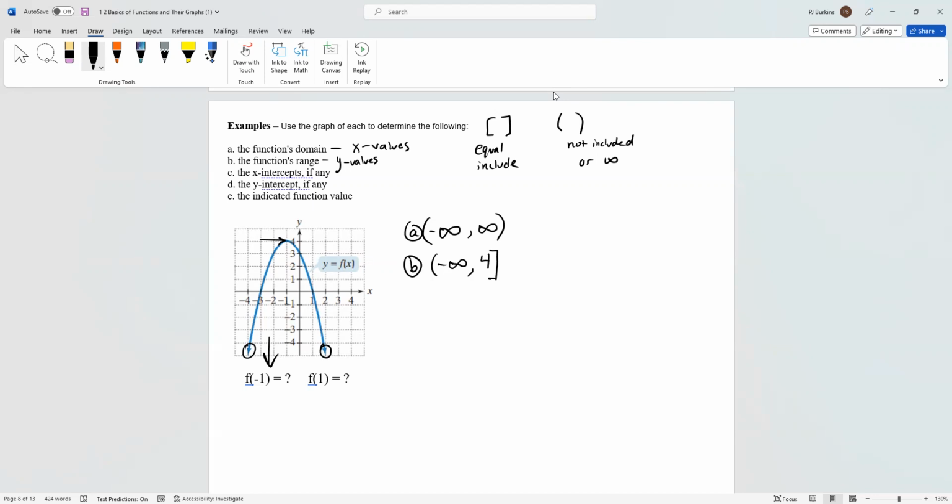All right. Any intercepts? Well, the x-intercepts, where does it cross the x-axis? Well, if we look here, it looks like it's at -3 and 1. So remember, we report those as ordered pairs. So that would be -3, 0 and 1, 0. Or if you wanted to do it as a set, I'm going to use curly brackets for those, it would be -3, 1.